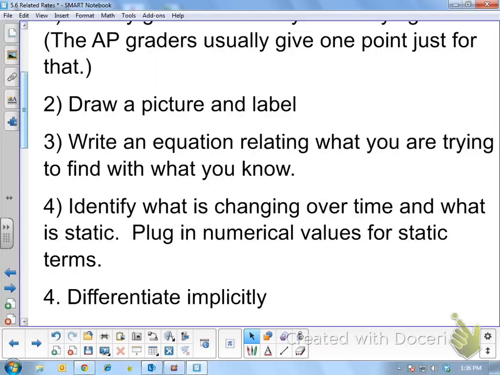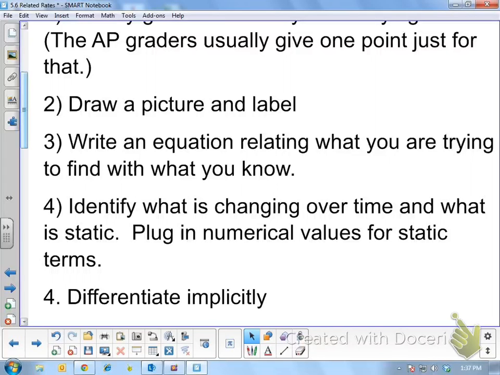A good example is a ladder leaning up against a house. So you have a ladder that starts sliding down. The height that the ladder is against the wall is changing. The base, how far the ladder is away from the wall, is changing. But what about the ladder itself? Is the ladder changing? It's static. It doesn't change size over time. So that's an example of what it means to be different for changing and static. The ladder is still part of the problem, but it will never change its value. Our ladder is not getting bigger or smaller.